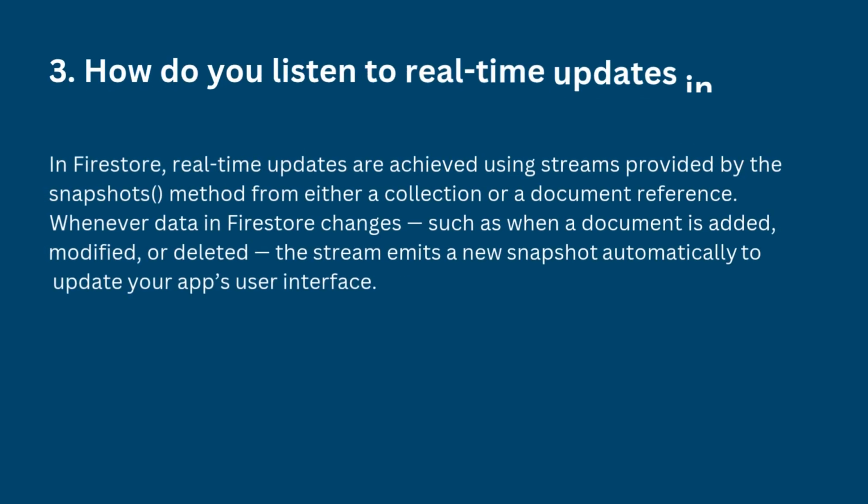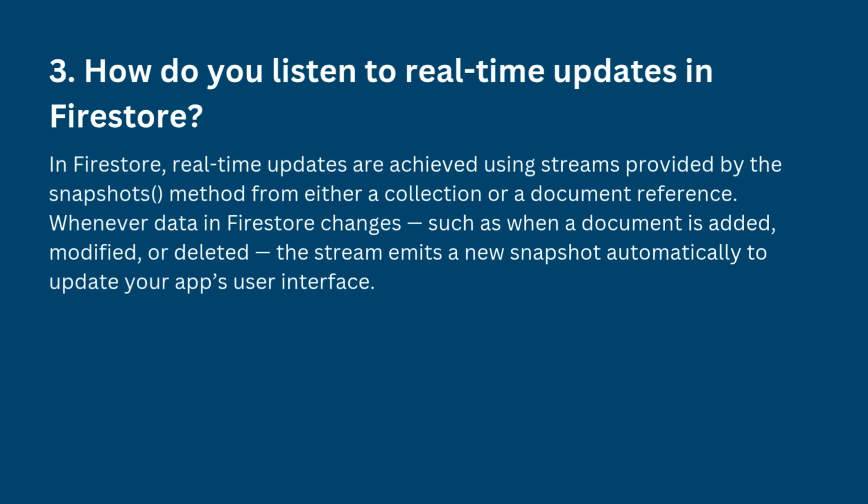Question number 3. How do you listen to real-time updates in Firestore? In Firestore, real-time updates are achieved using streams provided by the snapshots method from either a collection or a document reference. Whenever data in Firestore changes, such as when a document is added, modified, or deleted, the stream emits a new snapshot automatically to update your app's user interface.